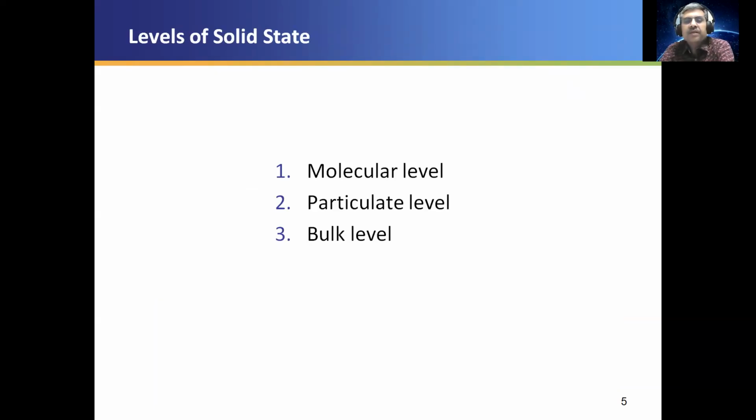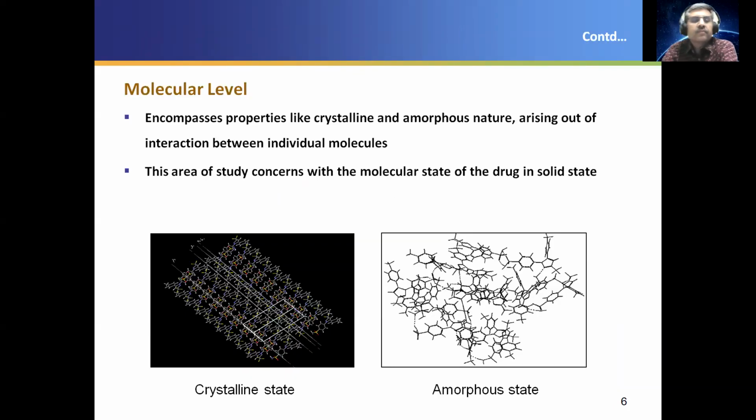Solid state can be classified into three levels: molecular level, particulate level, and bulk level. Let us look at these levels one by one. Molecular level encompasses properties like crystalline and amorphous nature, arising out of the interaction between the individual molecules in the solid state. This area of study concerns the molecular state of the drug in the solid state.